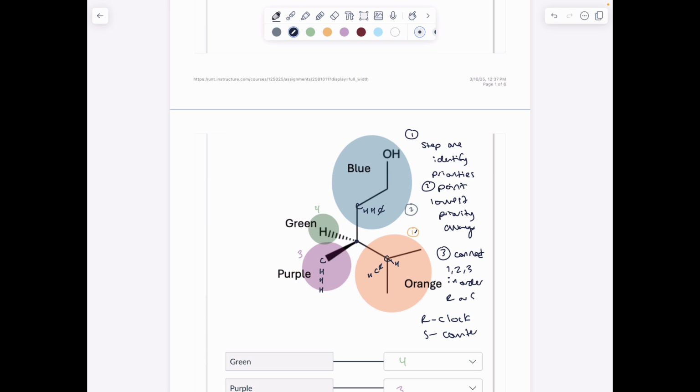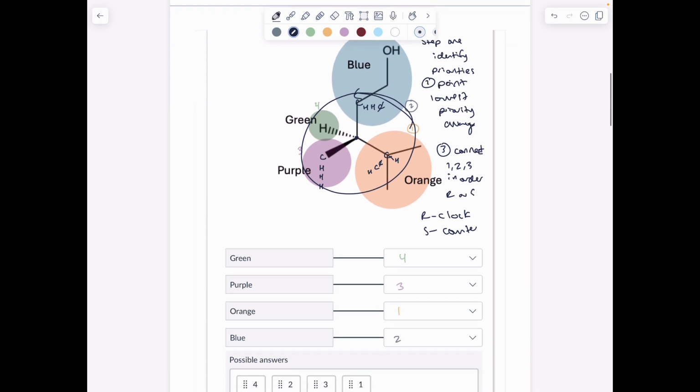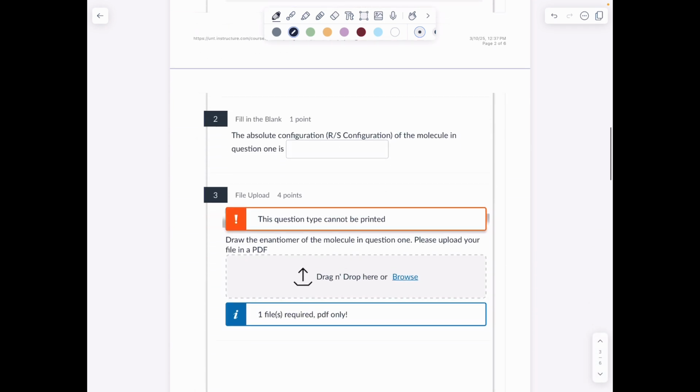So we have 1, 2, and then 3. I can connect them like this. So this is going counterclockwise. I also think of whether the arrow at the top is pointing to the left or the right. This one is going to the left, like it's going away from where the clock would be going. So this is S, this is counterclockwise. So the configuration is S.